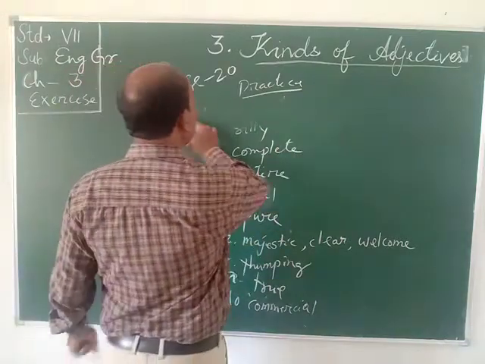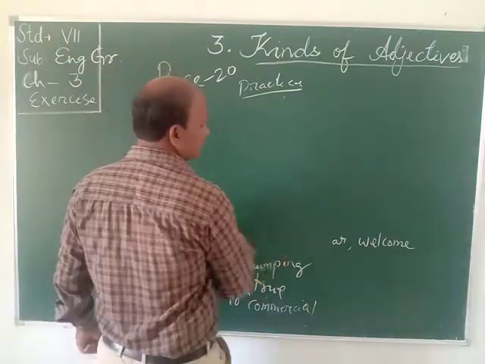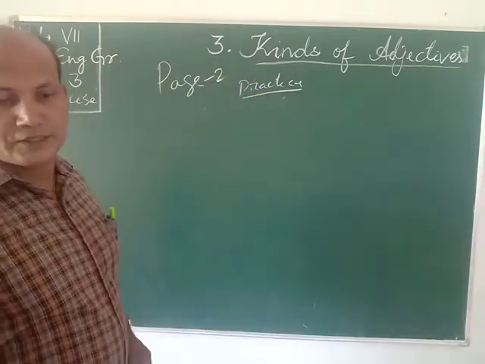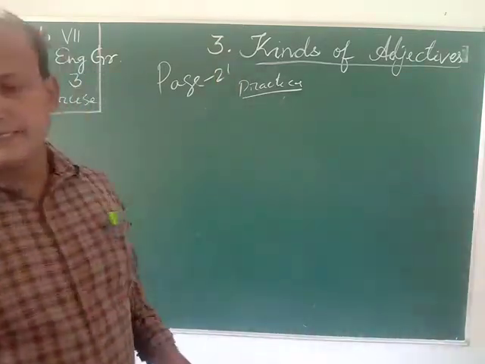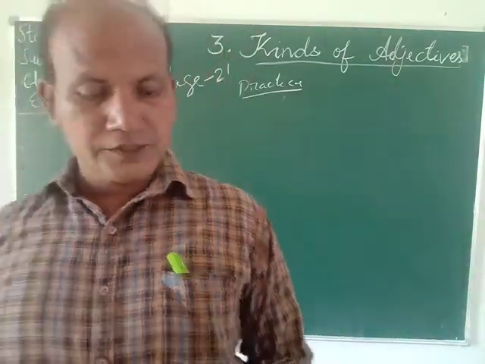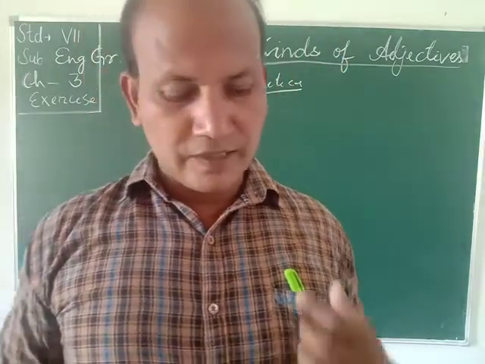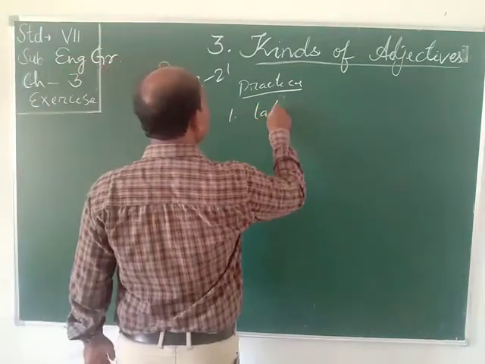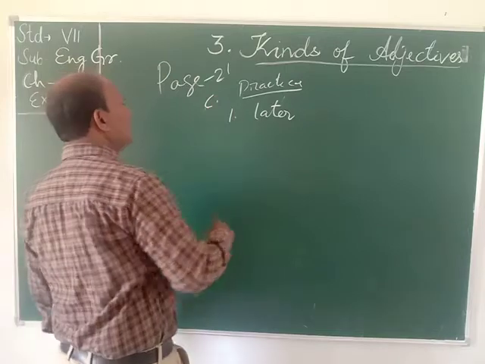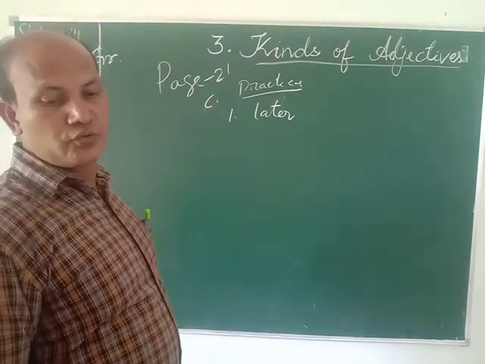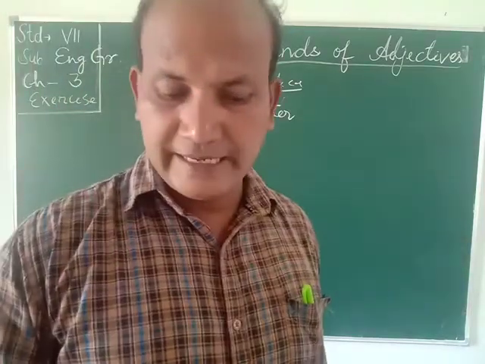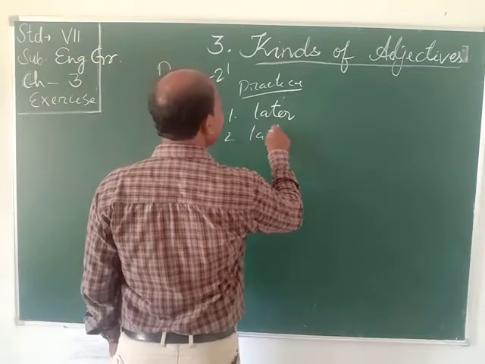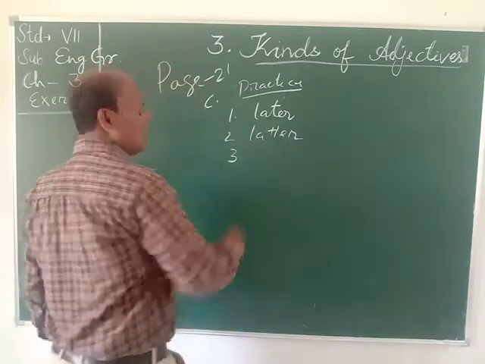Then now let's continue. Next number, C over here, page number 21. You can see we are discussing page number 21, and here you can find C number. Choose the correct adjective. Number 1, at a later date. Later date. Number 2, I prefer the latter, L-A-T-T-E-R, latter script.